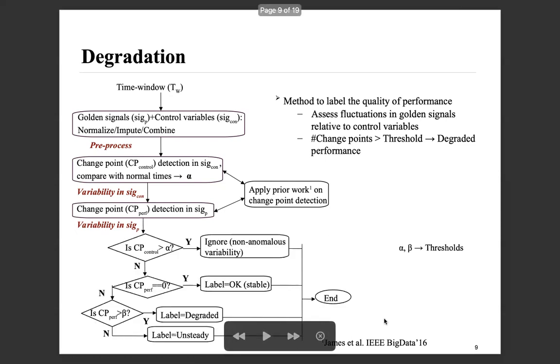So the idea is, if the control variables are relatively stable, only then we label the performance. Otherwise, if it is beyond a certain threshold, we ignore it because there's a lot of tuning happening in the system. If the number of change points in the golden signals is beyond a certain threshold beta, we label the time window as degraded, else we label it as unsteady.